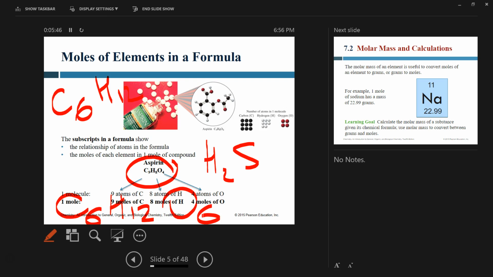Now, can the subscript be a fraction, like 5.2? No. Why can it not be a fraction? Not half of the element. We can't have half of an atom, right? Atom means atom, indivisible. We can't divide it. We're talking about chemistry. You know, it's not nuclear physics.